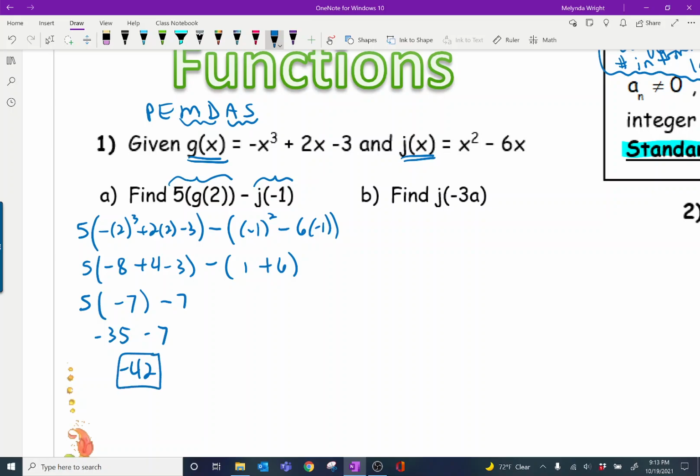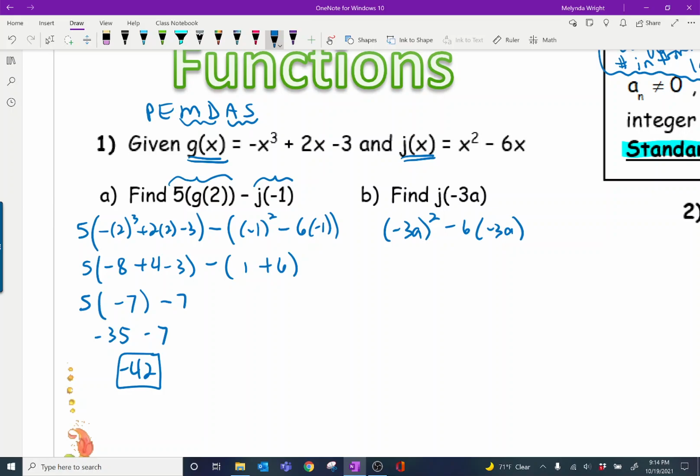And there is our answer to that part A. All right, so let's look at part B. They just want us to take J and insert a negative 3a everywhere there is an x. So here we go. So negative 3a is in place of the x. Negative 3a. And then we're going to work on our order of operations.